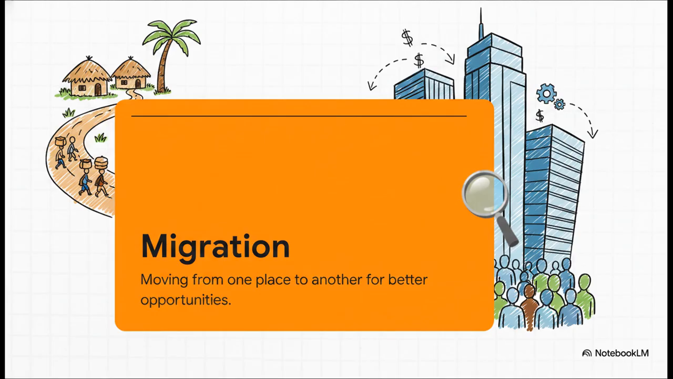The choice is migration. It's the act of moving from one place to another purely in search of a better economic lifeline. While you can definitely have urban to urban or rural to rural migration, the most common type we see in developing economies, like India, is rural to urban. It's people leaving the village to find hope in the big city.